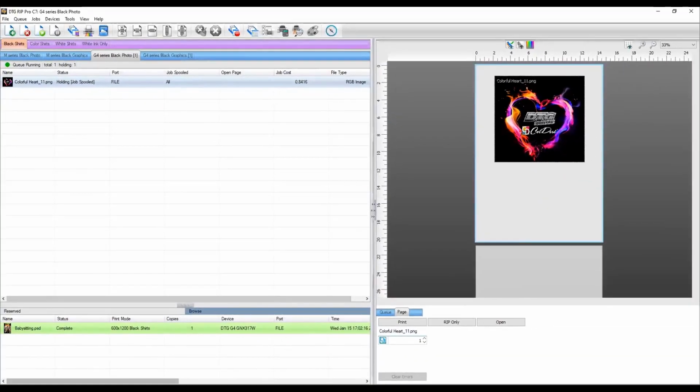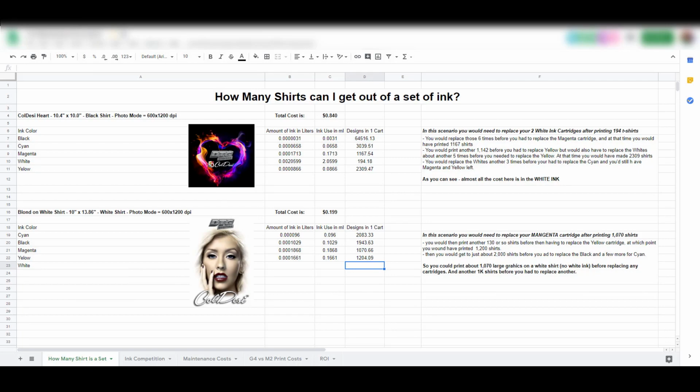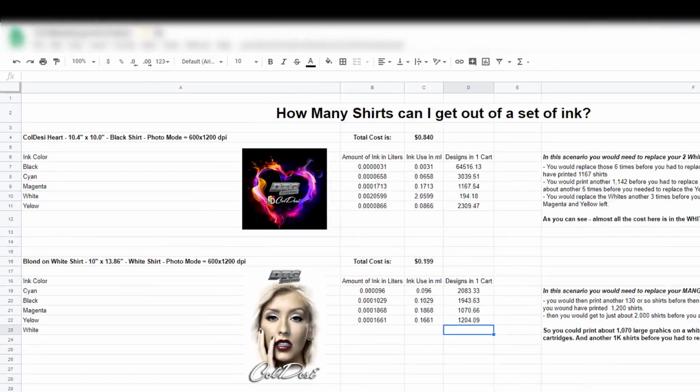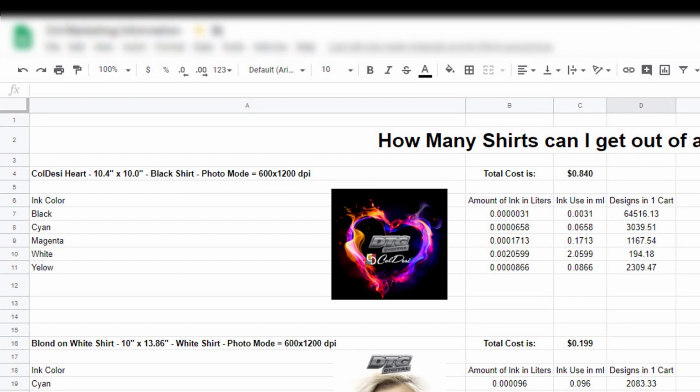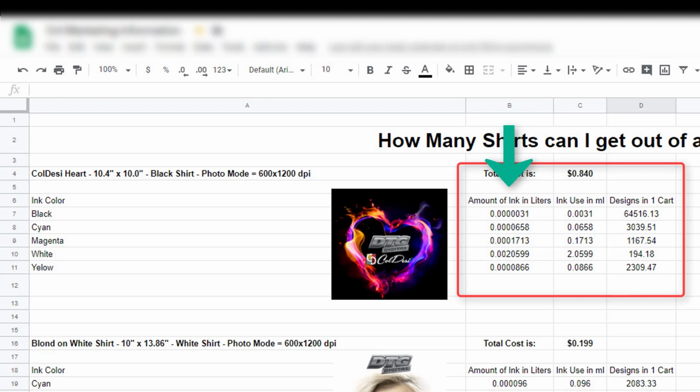So what I did was I actually put it into a Google sheet so we could figure this out. So this is the ColDesi heart, 10.4 inches by 10 inches. It's in the higher quality mode, which is 600 by 1200. It's going to use a little bit more ink this way. But I want you to look at these numbers, the amount of black, the amount of cyan and magenta, the ink usage in milliliters, and then I did a little division.